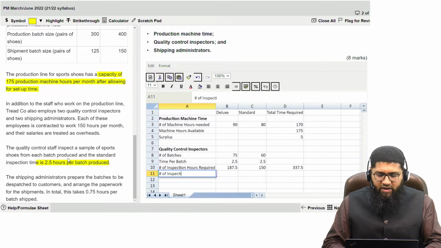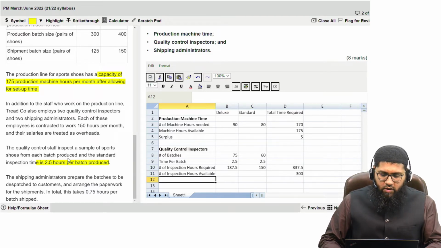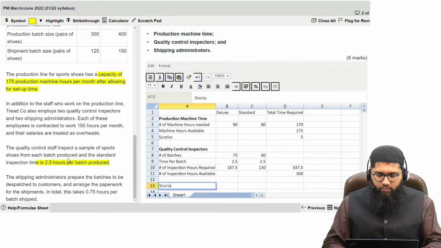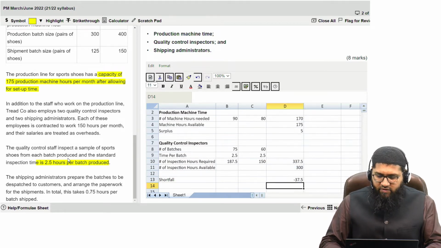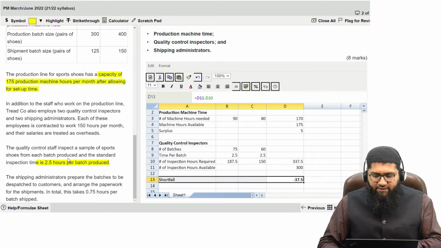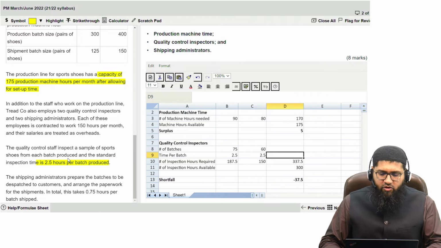Number of inspection hours available is gonna be 2 into 150. Hence shortage or shortfall is gonna be this minus this. 37.5 hours is the shortfall. You have got the surplus, then there is a shortfall.